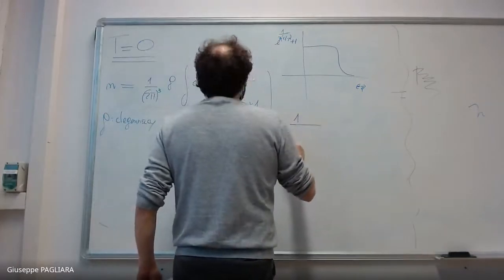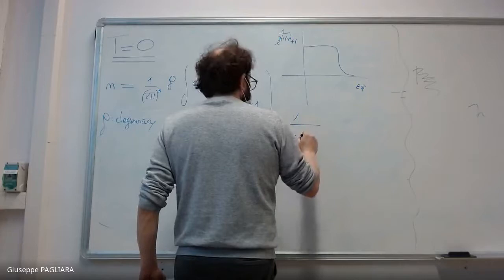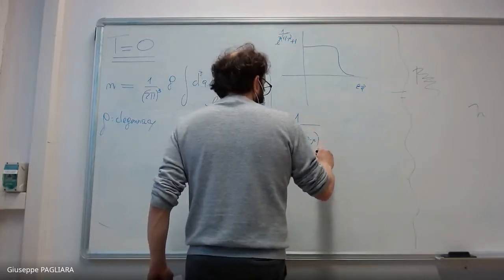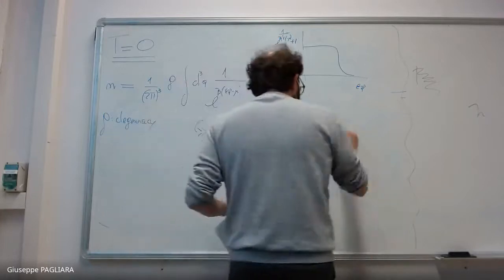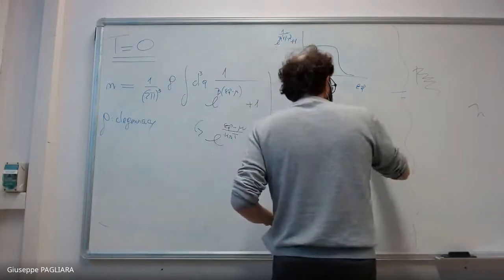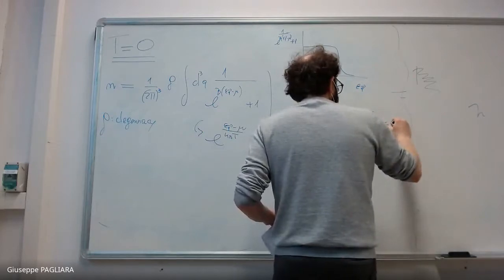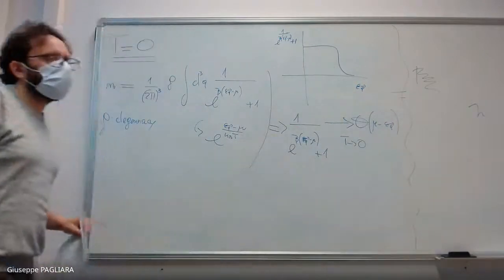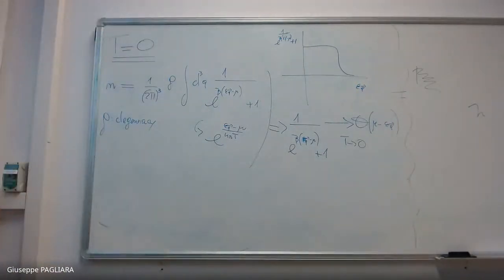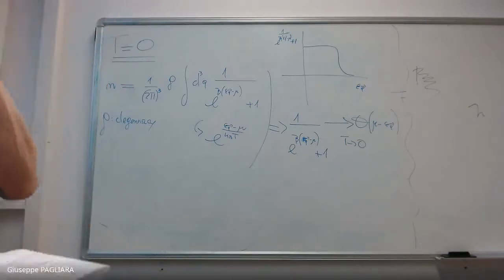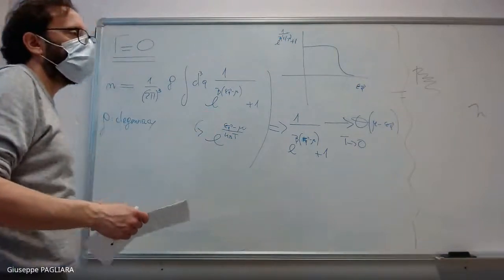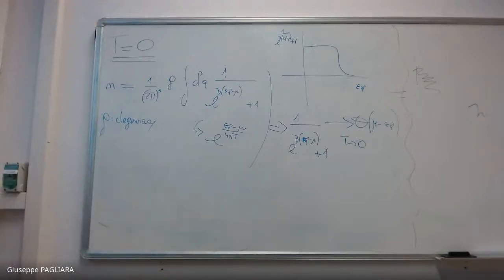So one over e to beta epsilon q minus mu plus 1 becomes a step function, theta of mu minus epsilon q, when t is approaching 0. And we will work, at least in this case for today, in the limit in which t is exactly zero. So this distribution function is exactly a step function, a Heaviside function.